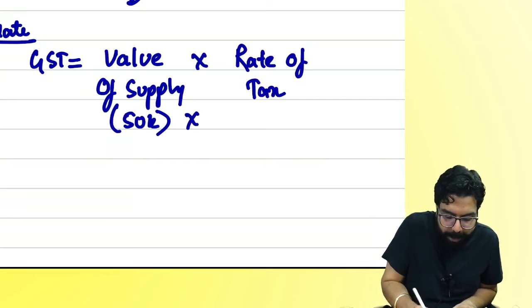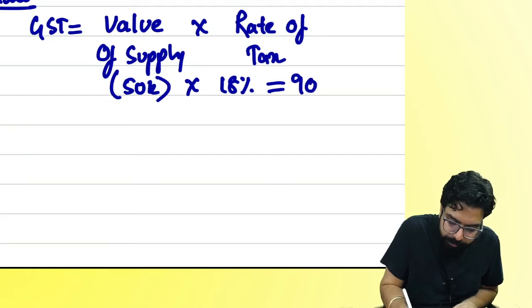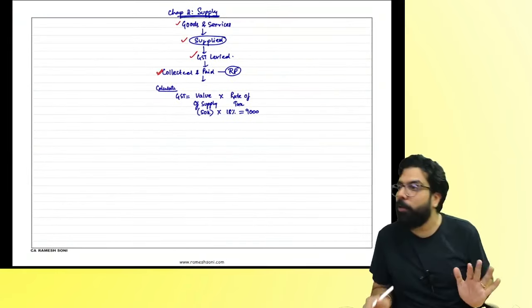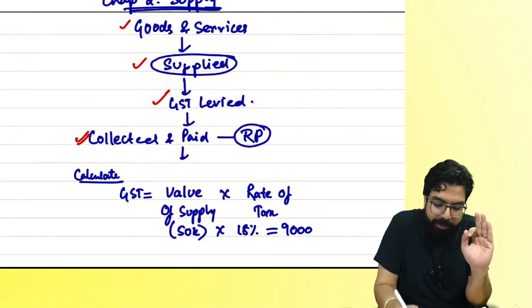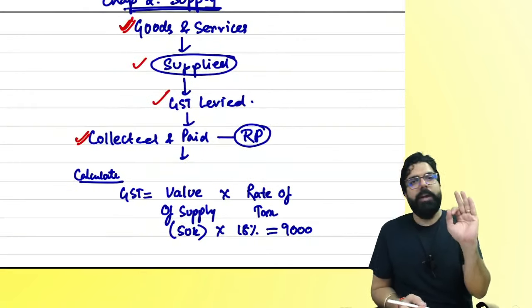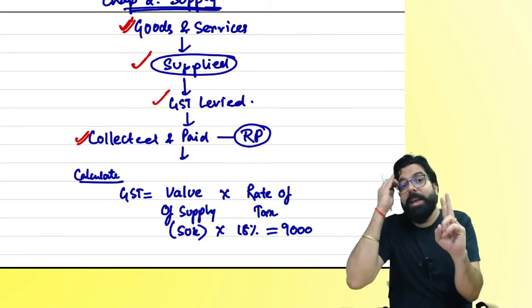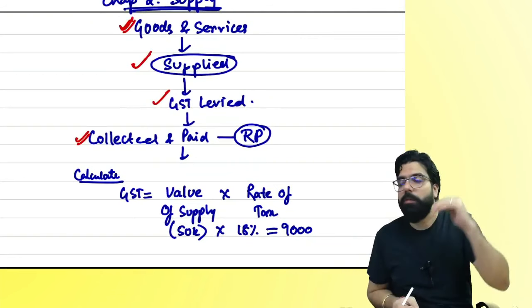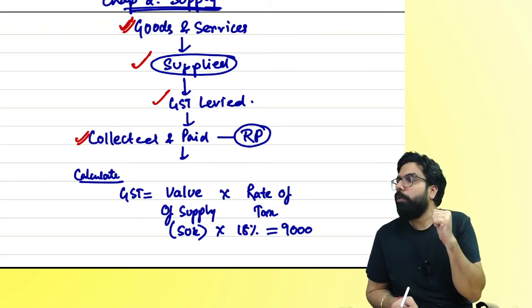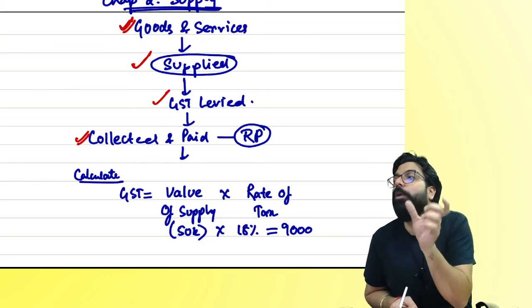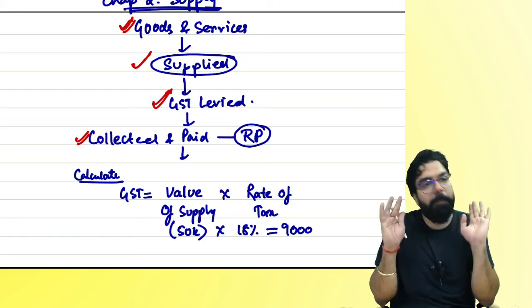For example, the mobile rate of GST is 18%. How much will I collect from you? 9,000. And will I pay it to the government? Sure, everyone? So tell me, the first step in GST is what? It has to be goods or service. Secondly, I have to supply it. Supply can be sold, transferred, barter, or providing service. All these words are included in which word? Supply.